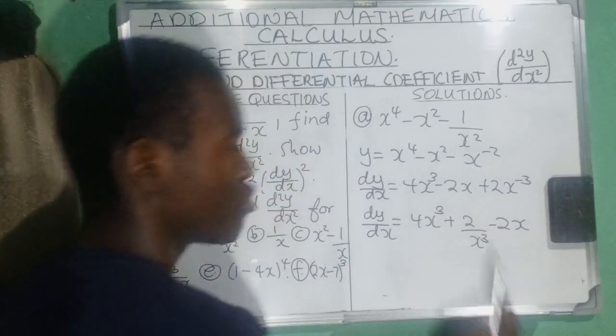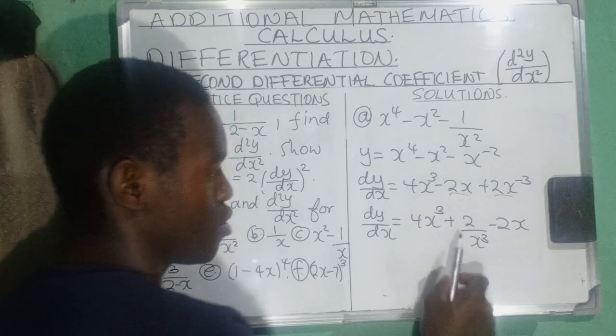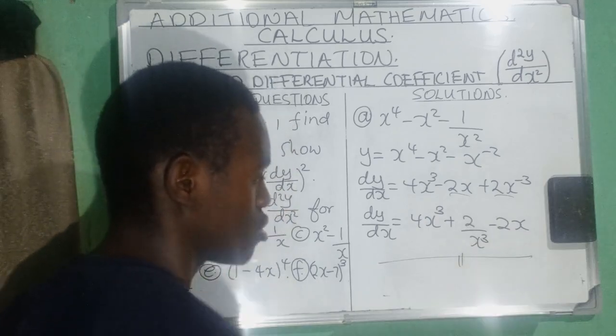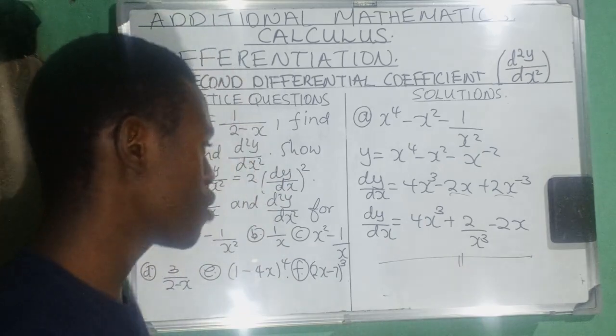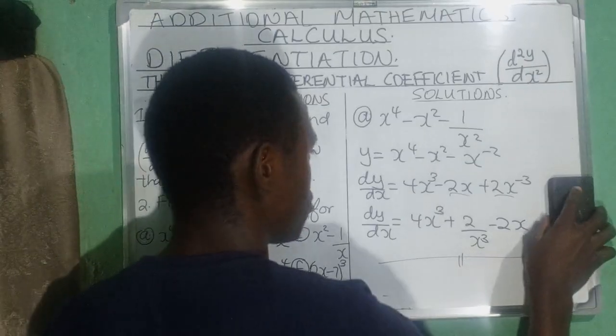I've just changed the order of these two here. It doesn't really matter. You can write this at the end. You would still be marked. So this is your final answer: 4x to the power 3 plus 2 divided by x cubed minus 2x.